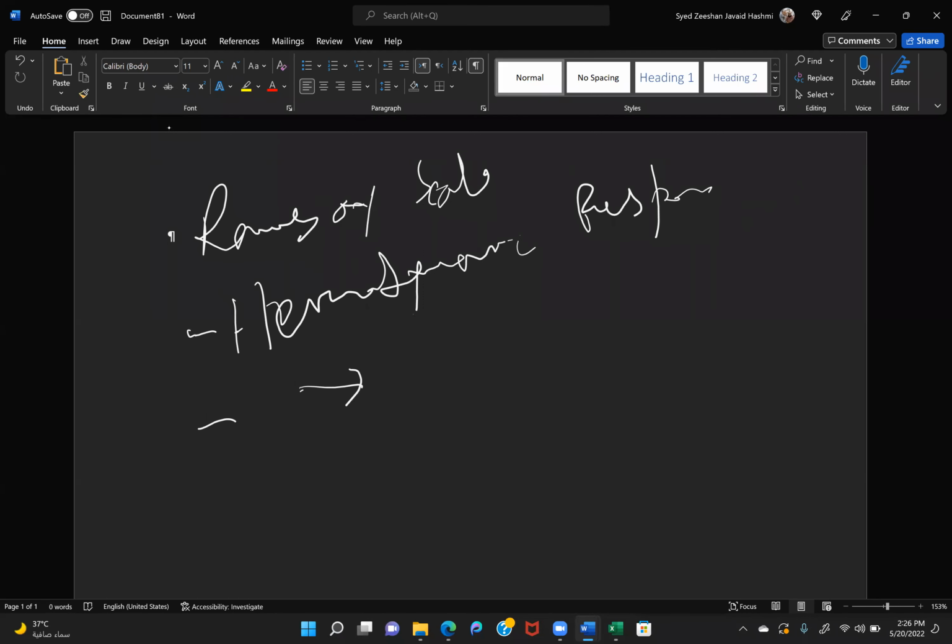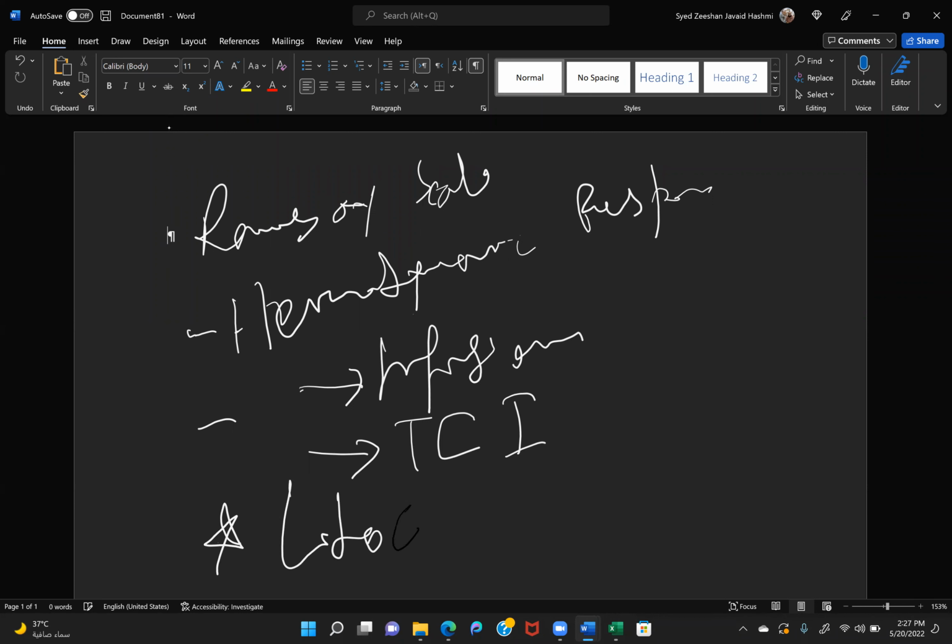Usually infusions are better than boluses, and you can have target controlled infusion even in ICUs. Okay. And another adjunct is lidocaine. Lidocaine is recently being used for blunting of stress response.